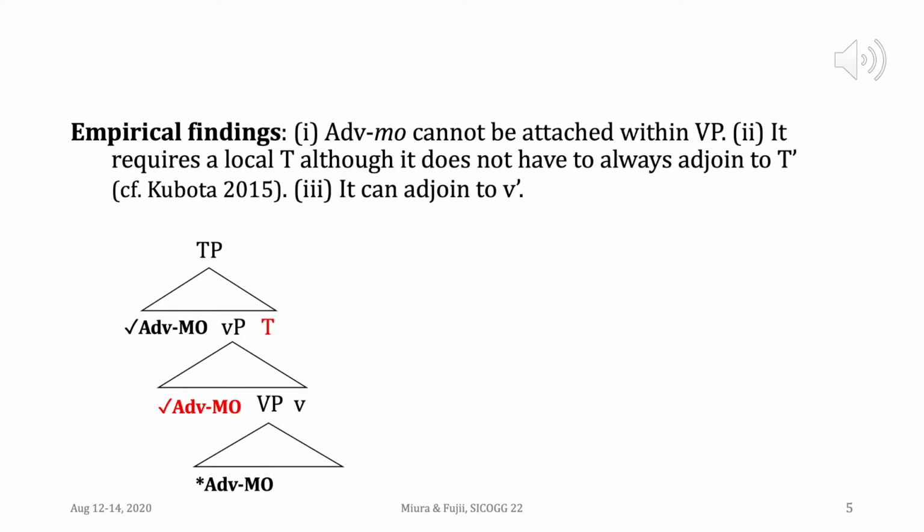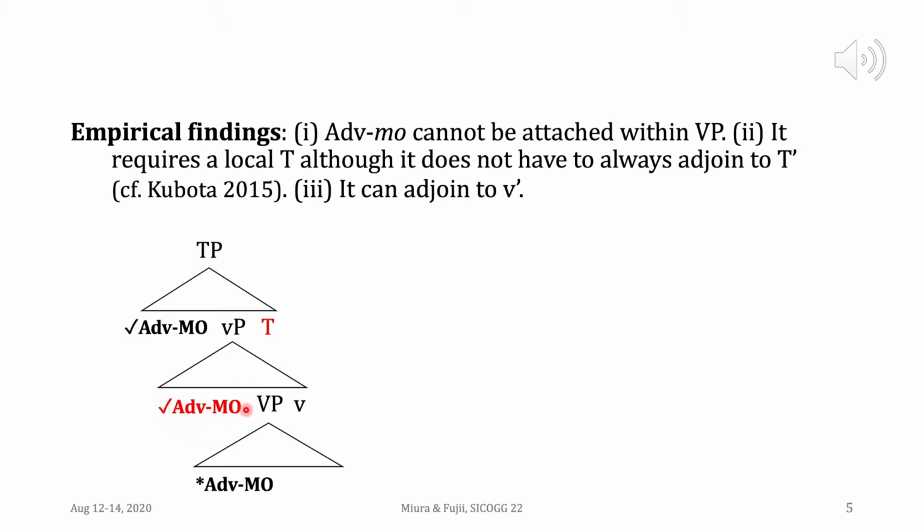Coming back to the main theme, our main concern is the syntactic distribution of ADV mo and how the distribution can be explained. In what follows, we show 3 main findings. First, ADV mo cannot be attached within large VP. Second, ADV mo requires a local tense. Third, ADV mo can adjoin to small v.